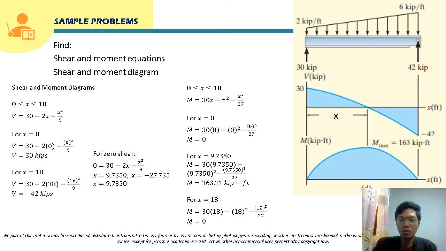So from here, class, if you are going to observe or analyze this moment diagram, the maximum moment here is at this point. This is 163.11 kip-feet. And the location of this moment, class, is actually at the zero shear. So realize that.